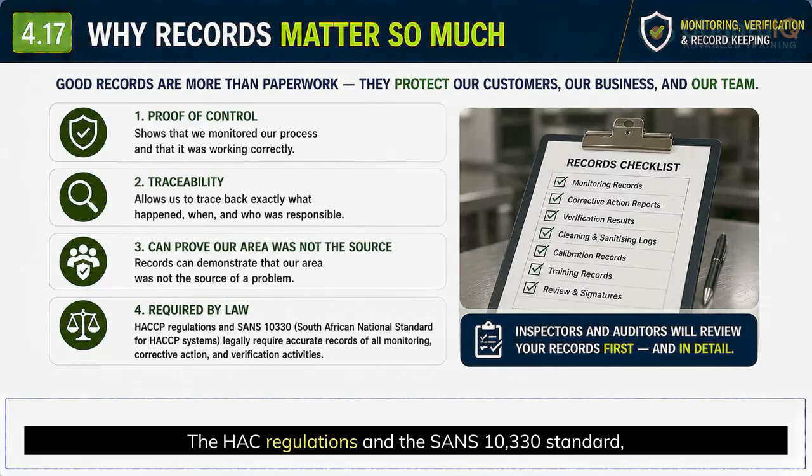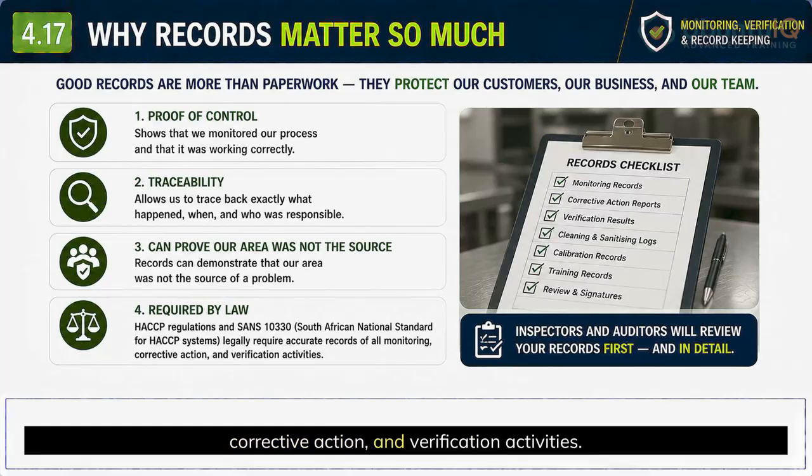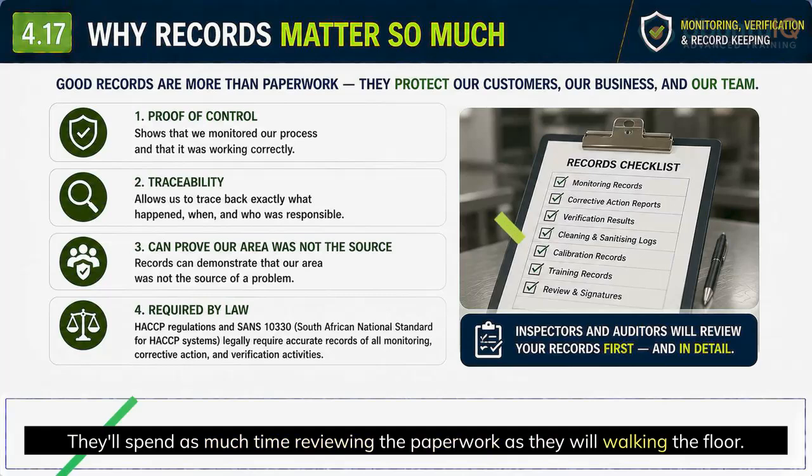The HACCP regulations and the SANS 10330 standard, the South African national standard for HACCP systems, legally require accurate records of all monitoring, corrective action, and verification activities. When a government inspector or third-party auditor visits a facility, the records are often the first thing they ask to see. They'll spend as much time reviewing the paperwork as they will walking the floor.